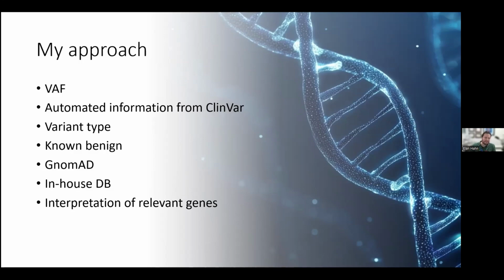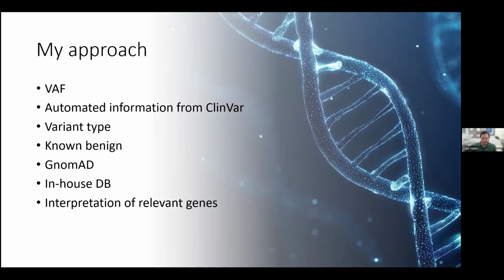Then I look at the automated information from ClinVar, which is a germline database, and we're going to get into it a little more later today, and see which of these were called pathogenic or likely pathogenic, and look into those variants.